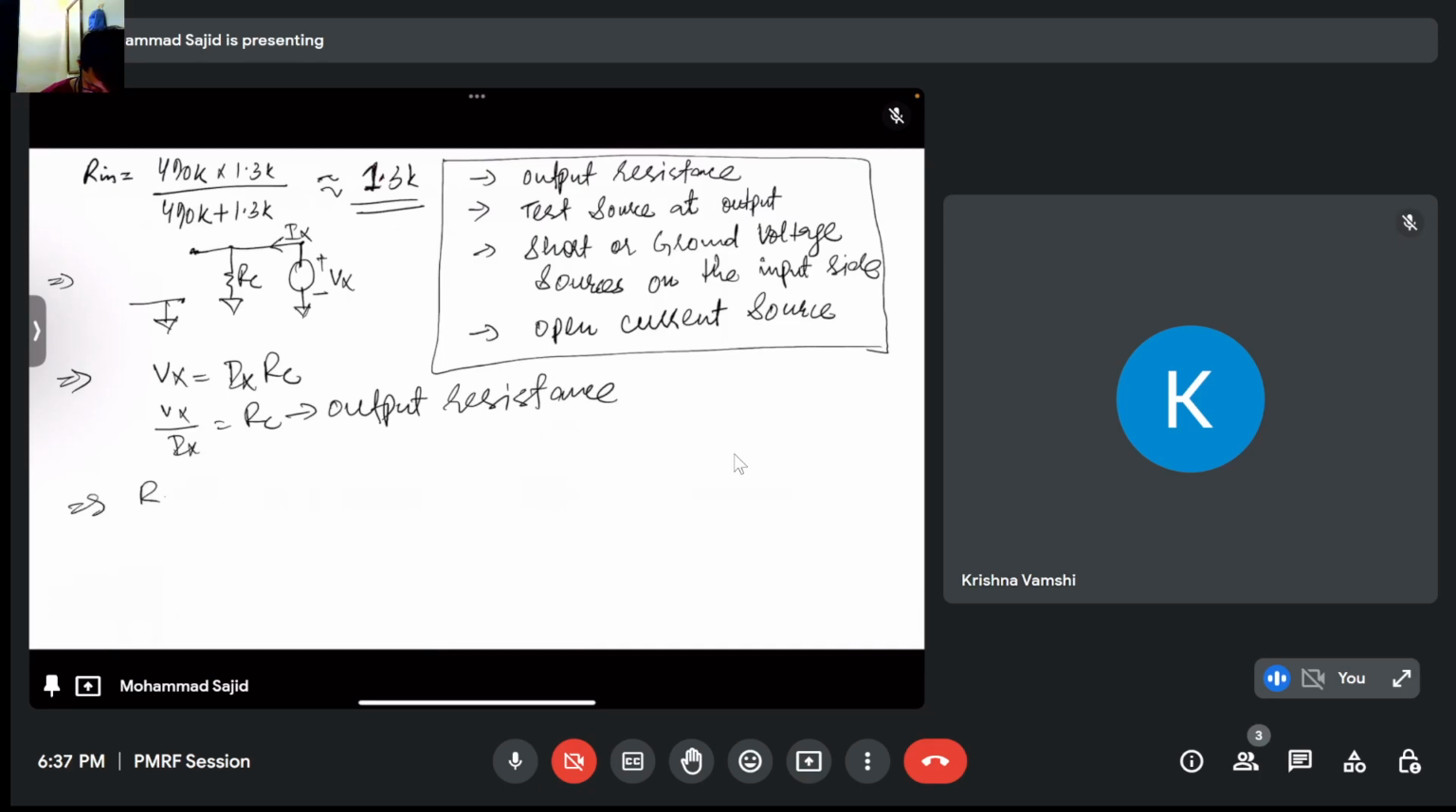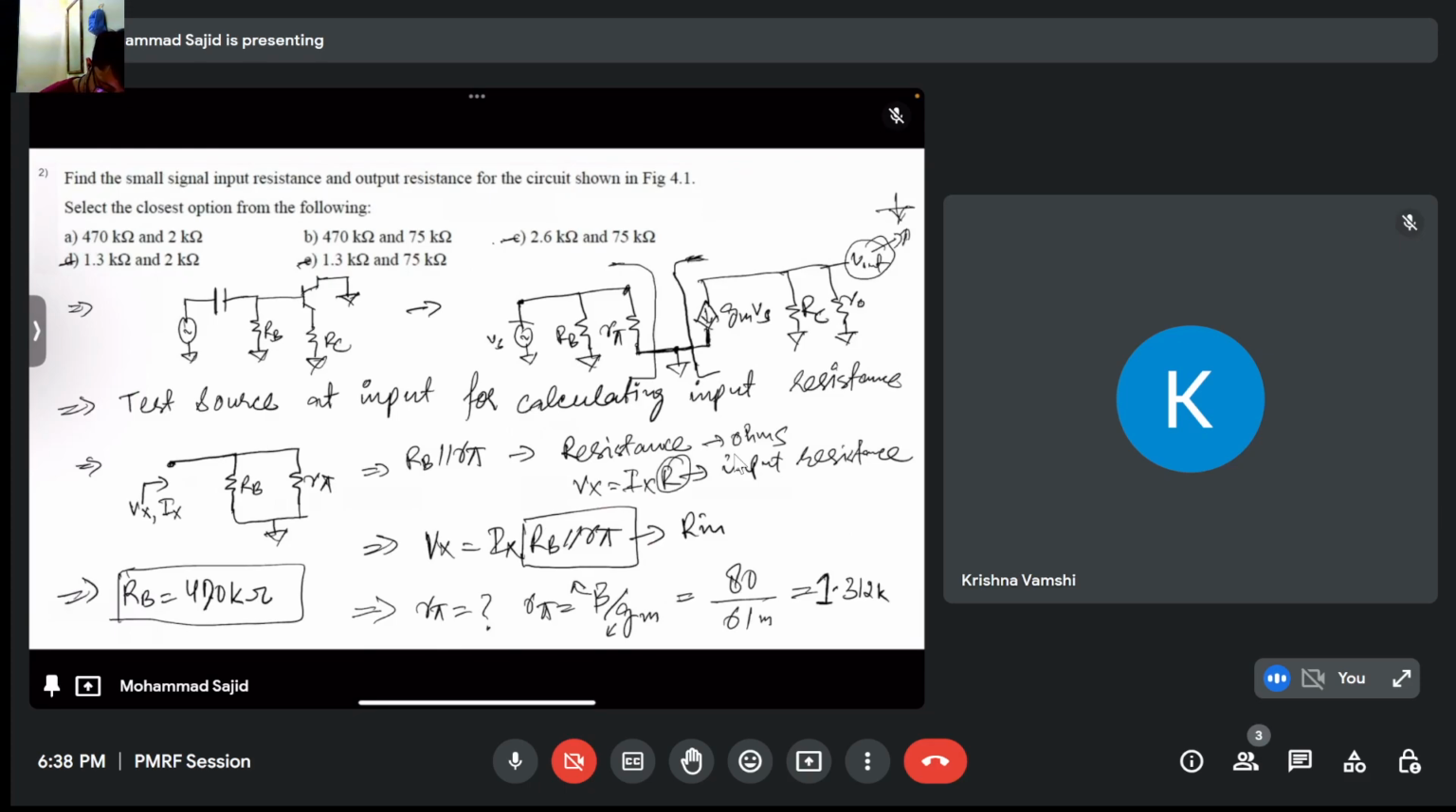Now Rc is given to us as 2 kilo ohm, and that is our output, and our input we calculated as 1.3 kilo ohm. Let's just look at the options now. Now you can see here, which one is the correct option? D part, right? So this is how you will find input and output resistance.